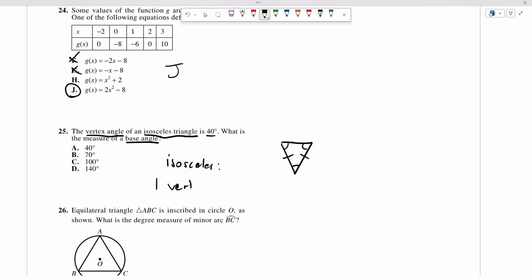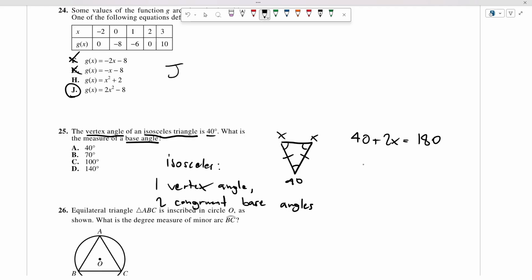Okay, so always remember when you're talking about isosceles, there's one vertex angle, and there's two congruent base angles. Okay, when you do diagrams, that's going to be important. Your one vertex is going to be 40, so here we have x and x. We can just solve for x pretty easily. We have 40 plus 2x equals 180 degrees, right? You can solve for this. You would get minus 40, minus 40. 2x equals 140. x equals 70. Okay, that's going to be B.